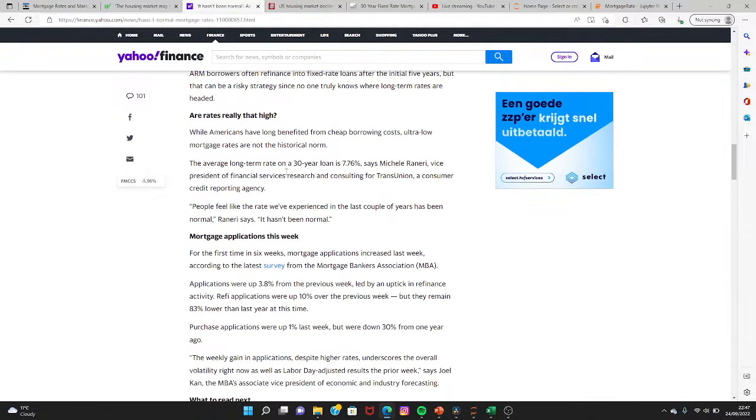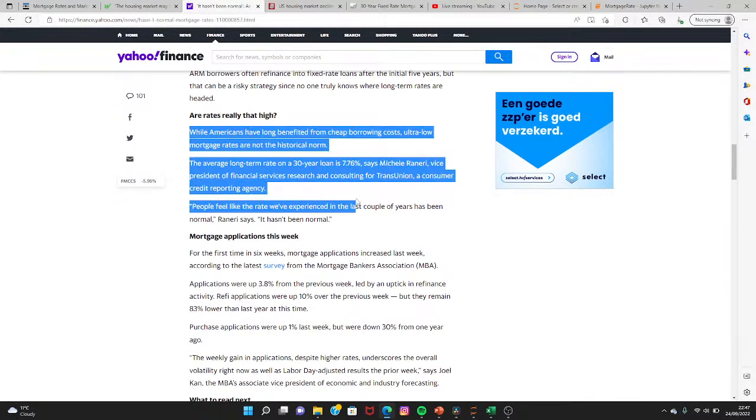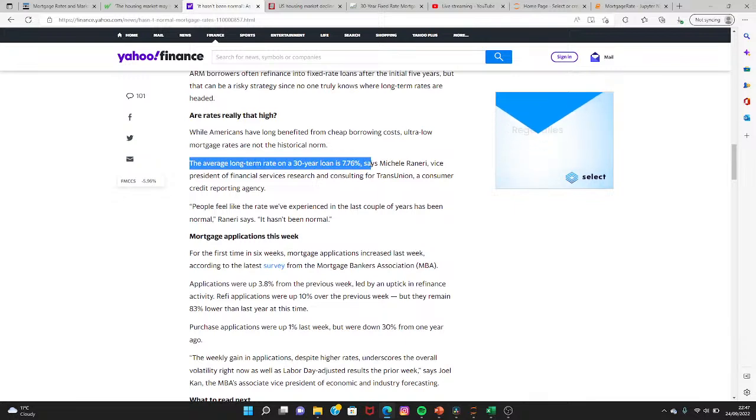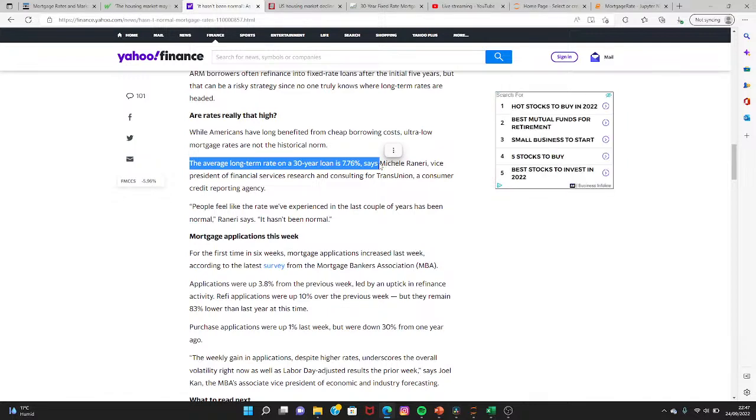Yeah, and there is some analysis about whether it's really high or not. It says that the average long-term rate on a 30-year loan is 7.7%. So if you take the historical average, it's 7.7, so it's still not quite high. It's relatively higher compared to a year back, but it's still not really high if you take the historical data into account. On average, it is about 7.75.